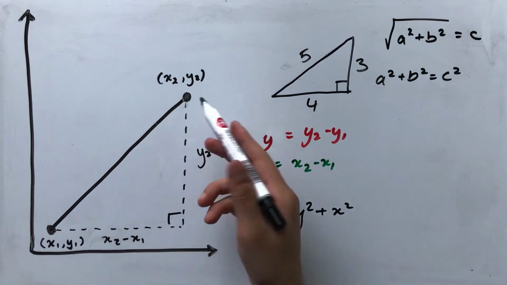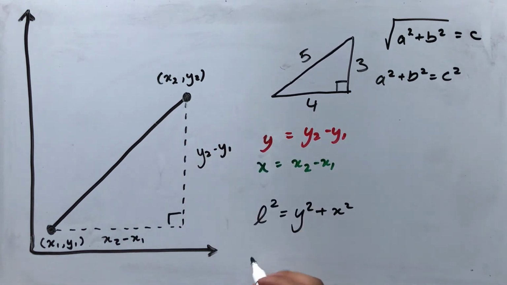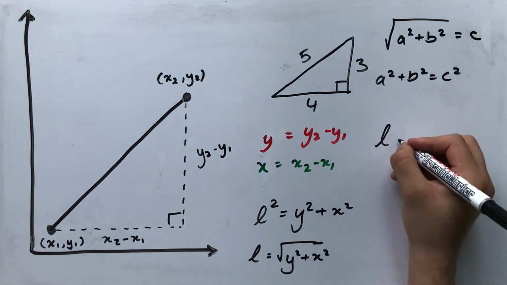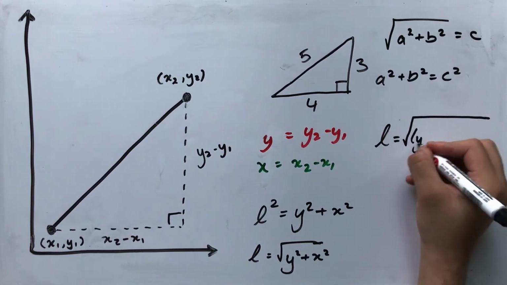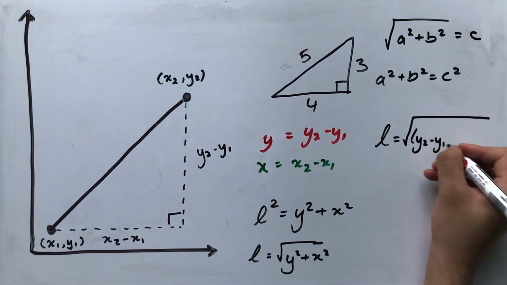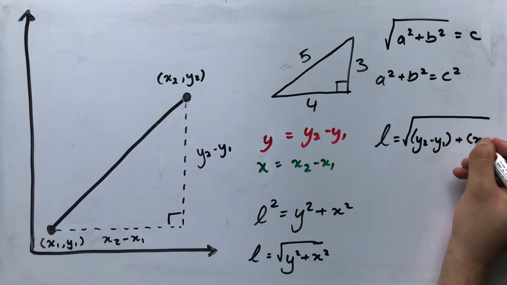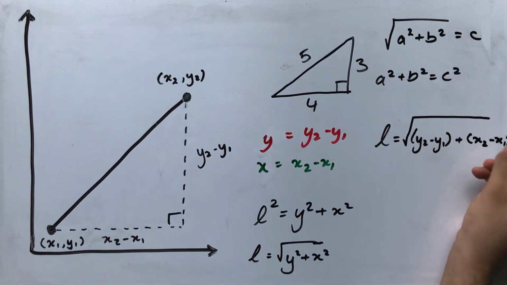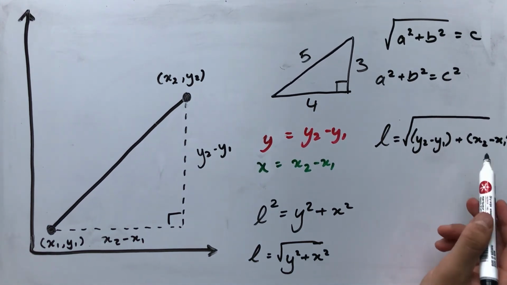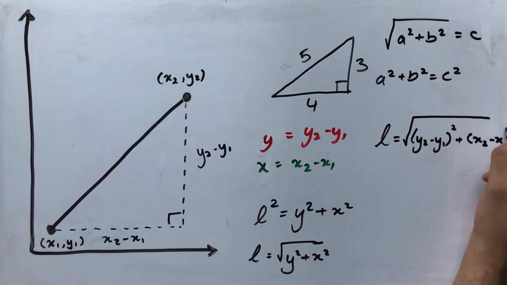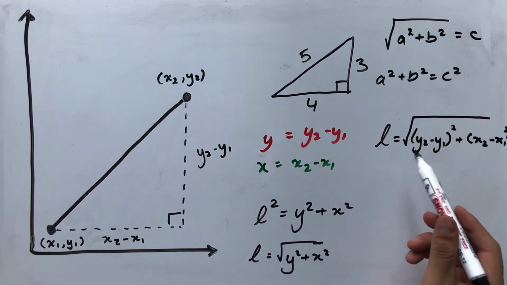Right? But we don't want the length of the line squared. We want the actual length of the line. So we can say L would be equal to the square root of y squared plus x squared. And that simplifies it a lot for us. Now we can say that the length of the line will be equal to the square root of (y2 minus y1) squared plus (x2 minus x1) squared. Okay? These two are squared. And that is how you find the length of any line.